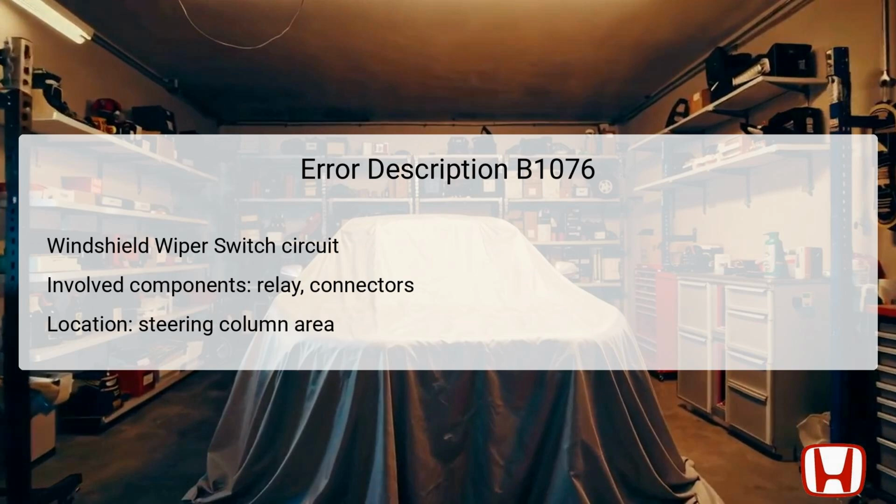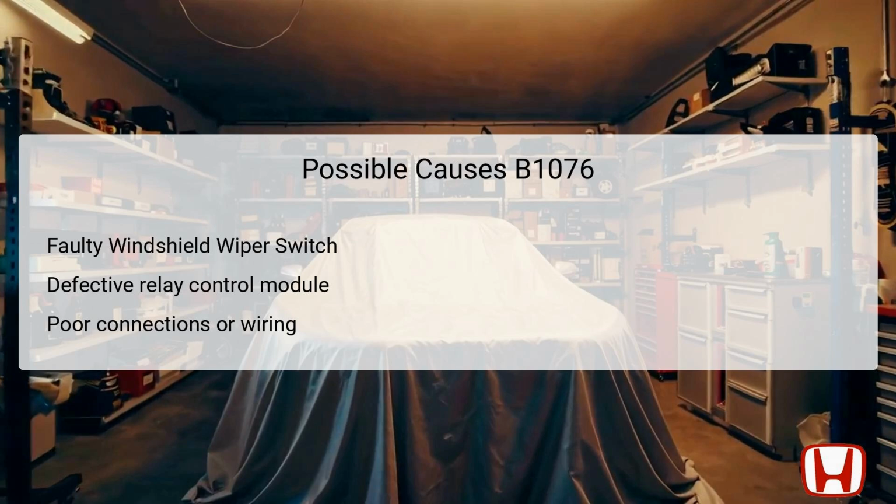An extensive examination of these components and their placements within the vehicle is crucial for diagnosing the reason behind this DTC. Several possible causes may lead to the DTC B1076 being triggered, which may include a faulty windshield wiper switch that fails to send signals correctly to the relay. Another potential cause is a defective relay control module that may not operate as designed, preventing the wipers from functioning. Additionally, poor wiring or loose connections can disrupt the signals needed for the wipers to operate, leading to a malfunction.